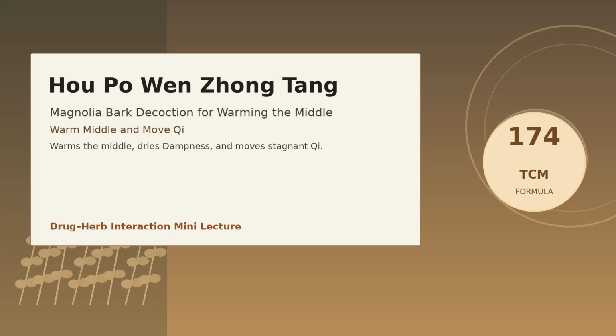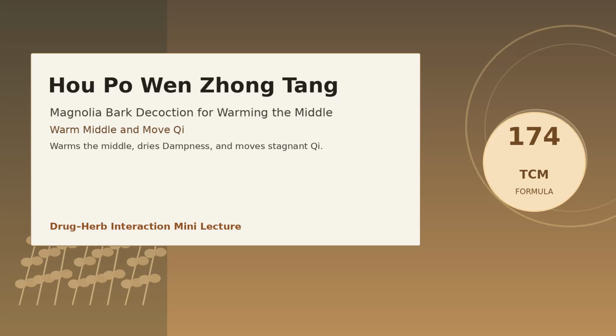Hou Po Wen Zhong Tang, commonly translated as Magnolia Bark decoction for warming the middle, is a classical traditional Chinese medicine formula in the category warm middle and move Qi. Its core action is to warm the middle, resolve dampness, and move stagnant Qi. The pattern framework is cold-damp in the stomach with Qi stagnation.